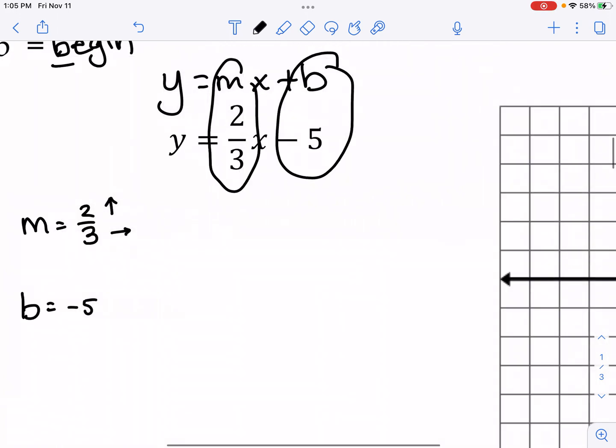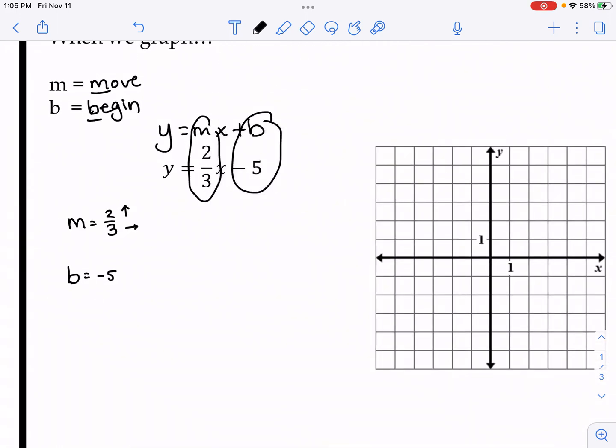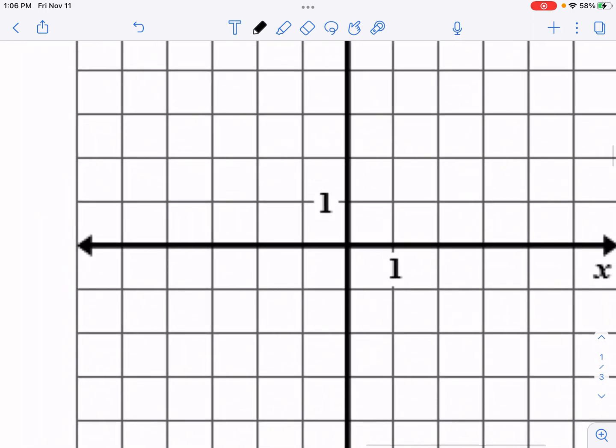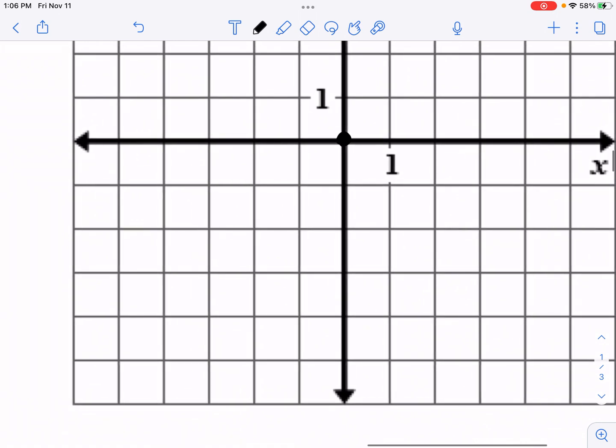In order to graph this, we use these 2 pieces of information, but we start with either m or b. We start with b because that stands for where we begin. So it's negative 5, and negative 5 is our y-intercept. We have to find where negative 5 is on the y-axis. If this right here is the origin, negative 5 is not up, it is down. You can count down 5 from the origin: 1, 2, 3, 4, 5.